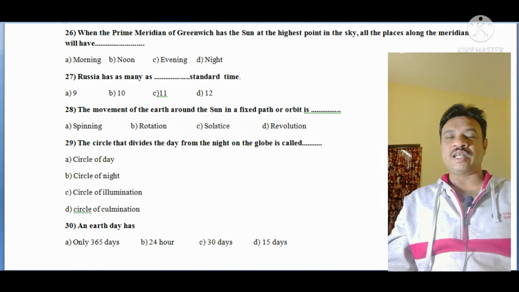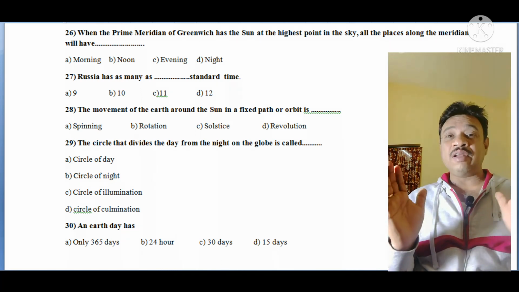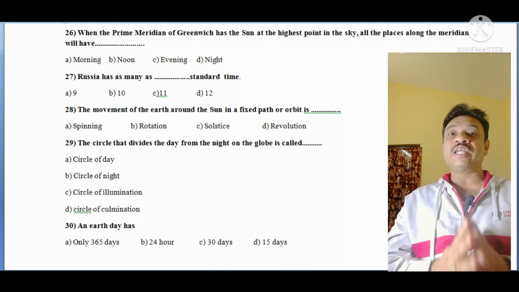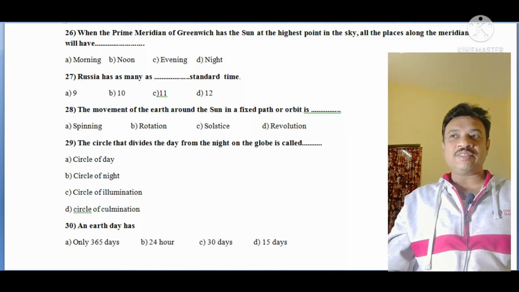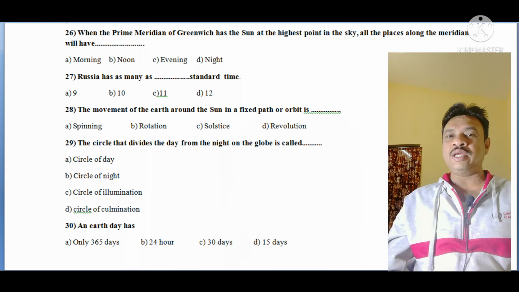How many standard times are there? Okay, due to its largeness, it has many time zones. So in Russia we can get 11 time zones. Okay, like that in India there are some, and the US also has been divided into many time zones.